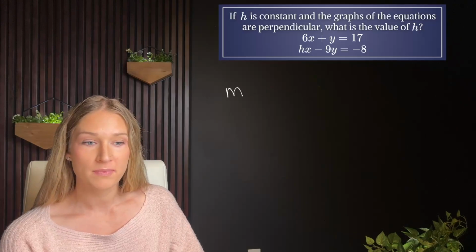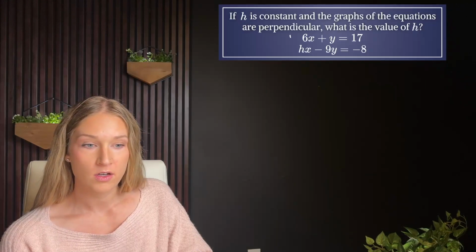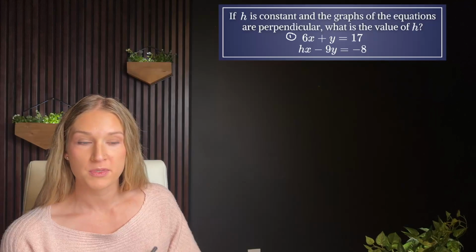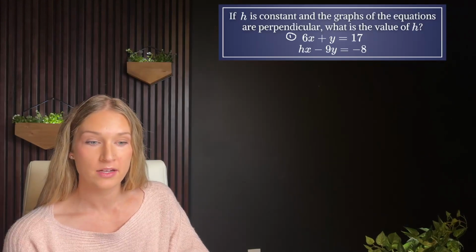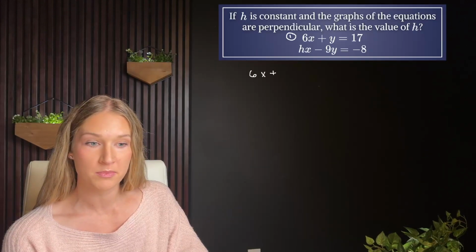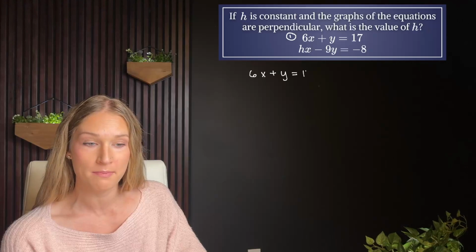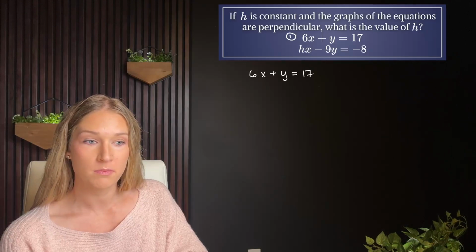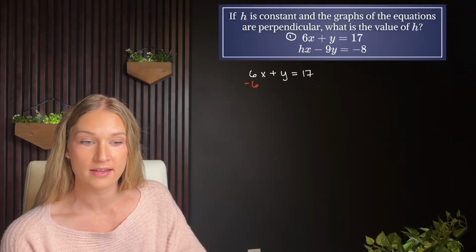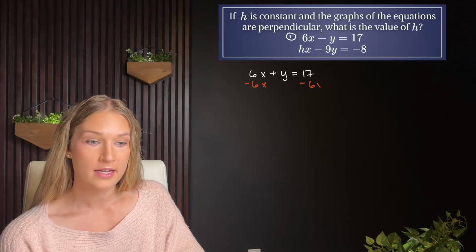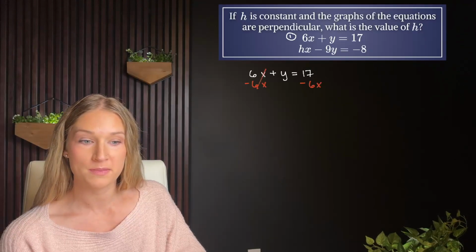So the slope of my first line, this line here I'll call my first line, 6x plus y is 17. Let me go ahead and rewrite that in slope-intercept form. All I need is to get the y by itself, so I'll start by just subtracting that 6x to the other side, and I'll be able to write it in y equals mx plus b form.